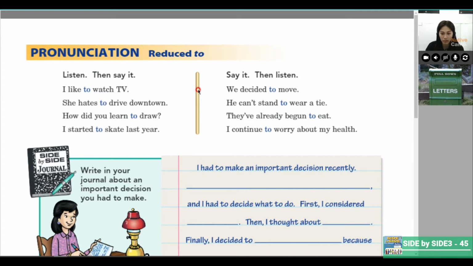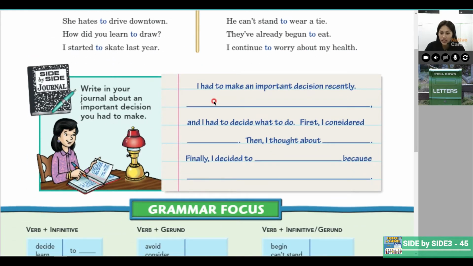Now let's move on to the side-by-side journal. Please answer my question, and I will type the answers in the chat box. Tell about an important decision you had to make, completing the given statement in the book. Like here in the side-by-side journal: I had to make an important decision recently. You just have to complete the sentence. Please check your chat box.